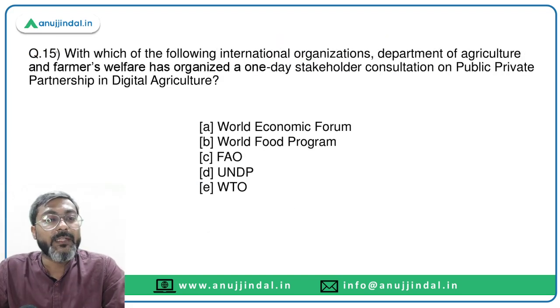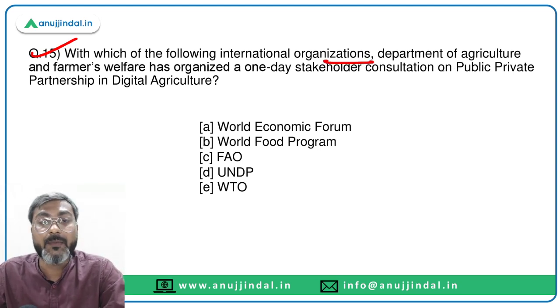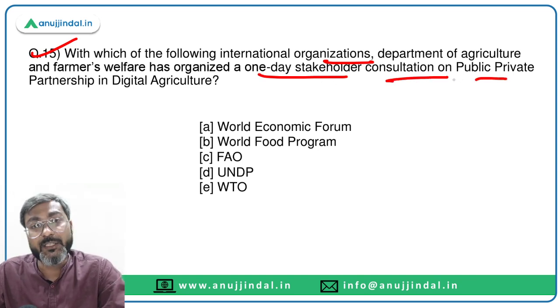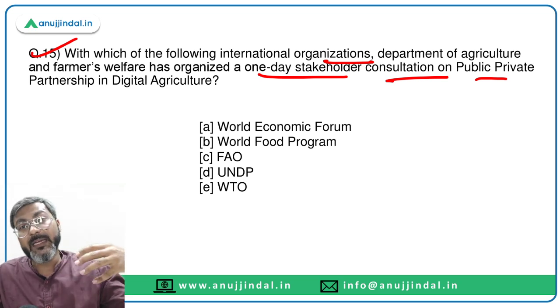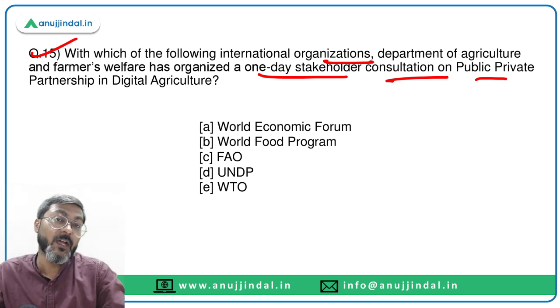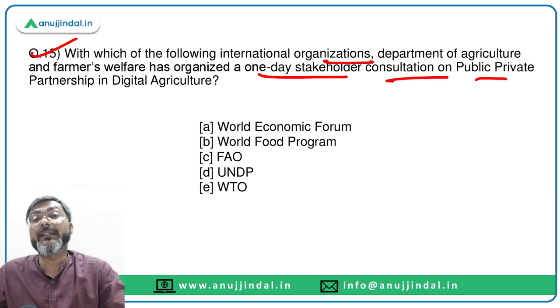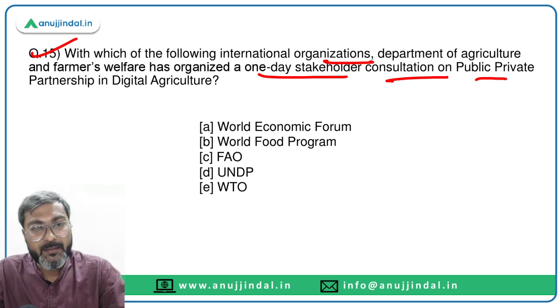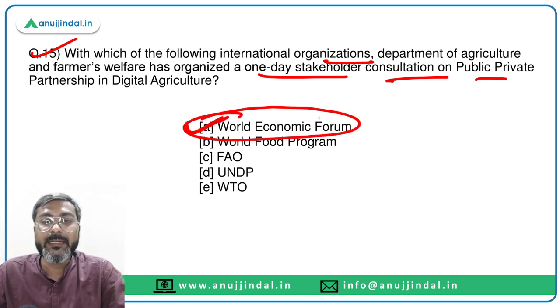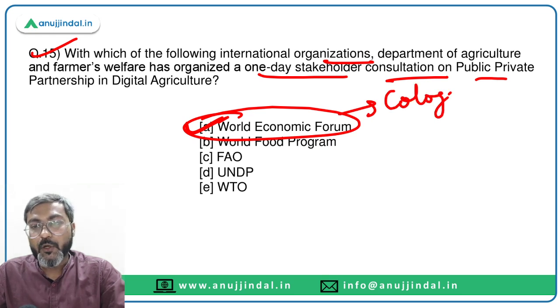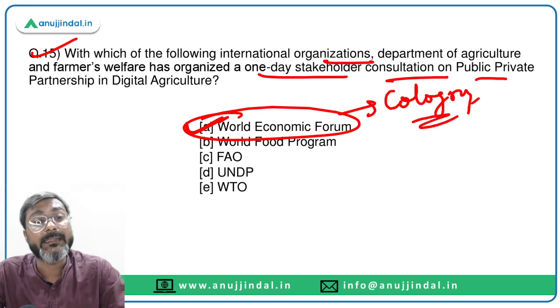Moving ahead to question number 15, which of the following international organizations has the Department of Agriculture and Farmers Welfare organized a one-day stakeholder consultation with on public-private partnership in digital agriculture. So this was a stakeholder consultation on how we can use public-private partnership in the area of digital agriculture, and how we can digitize the agriculture ecosystem of India, right. Now this was organized in collaboration with World Economic Forum. Option A is the correct answer, which is headquartered in Cologny, which is in Switzerland, of course. Option A is the correct answer.